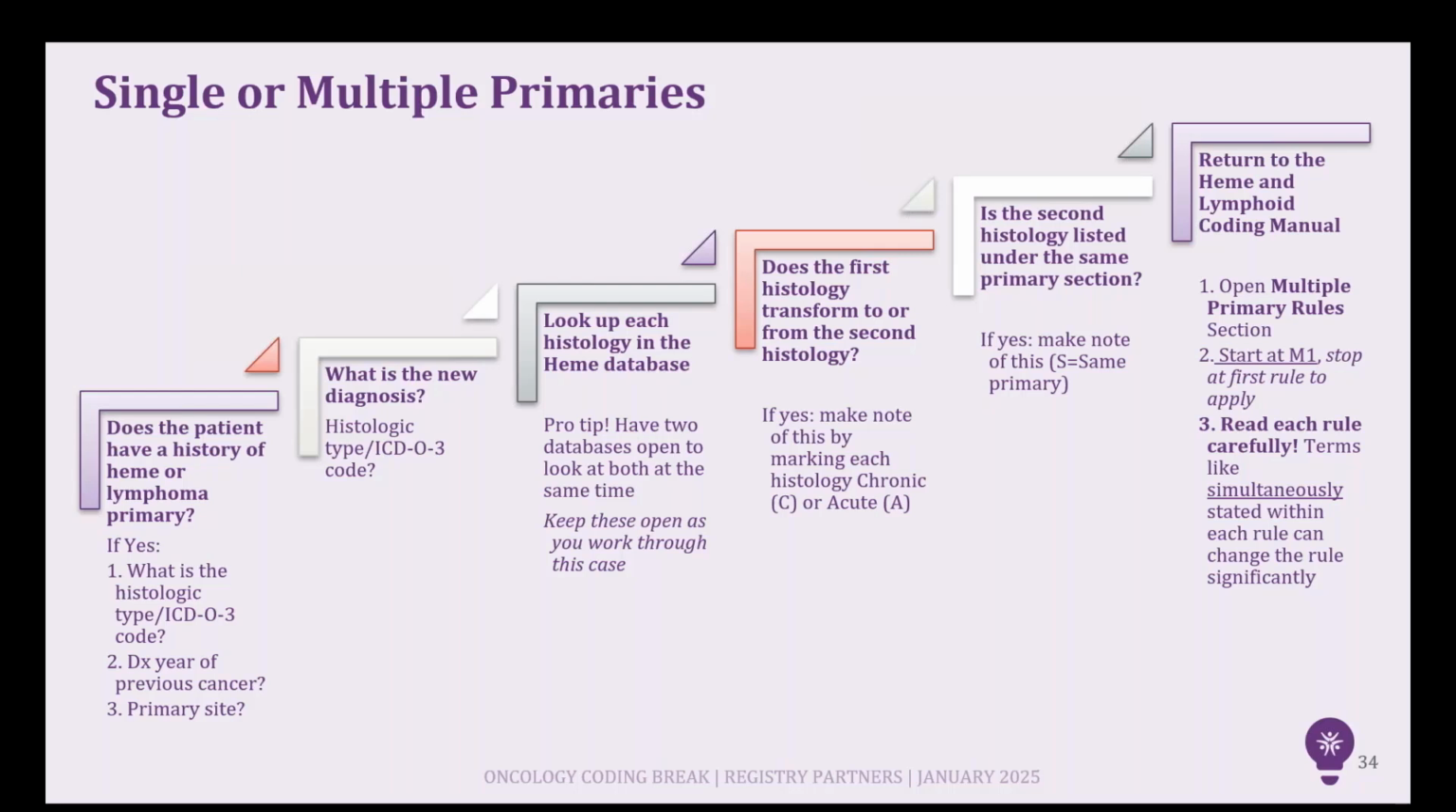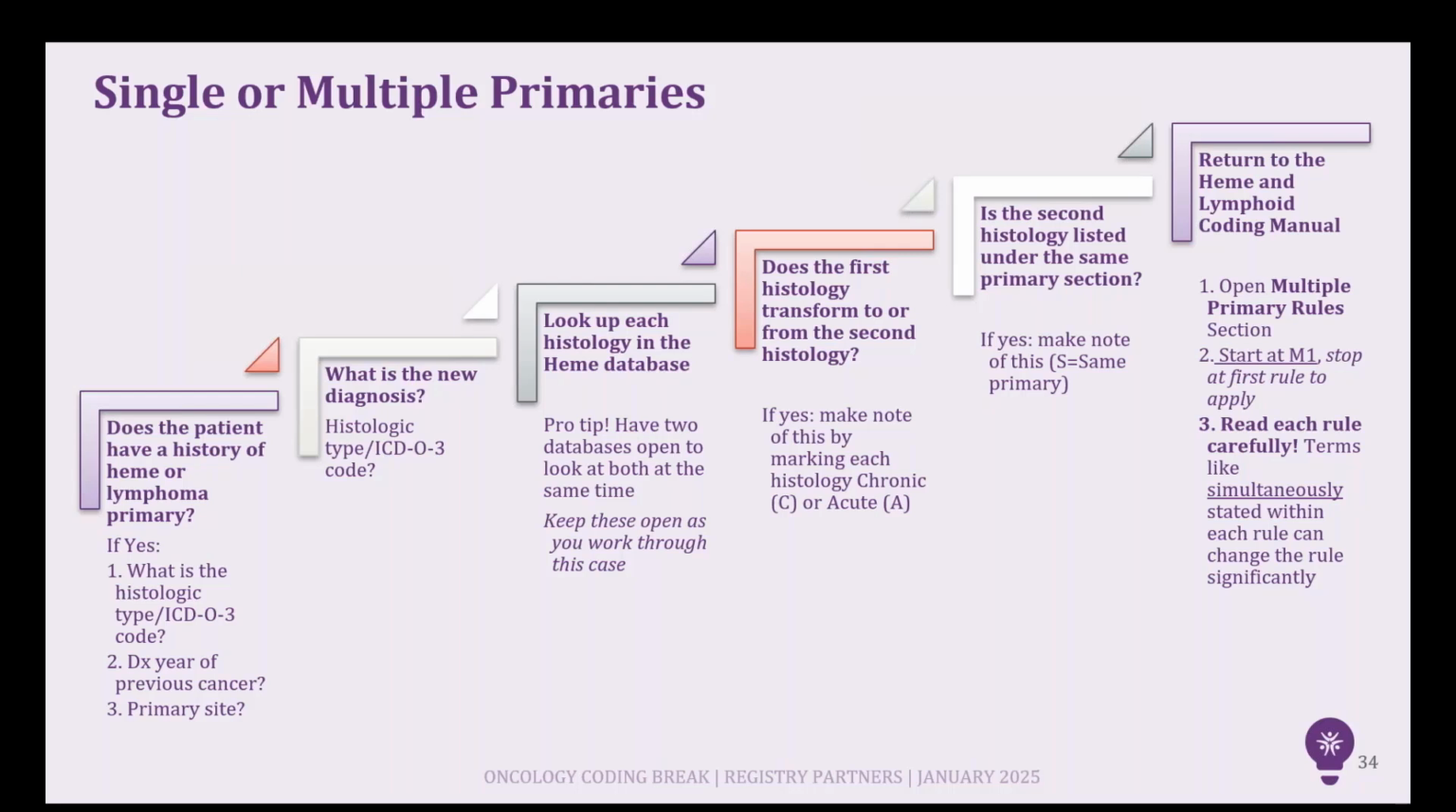So it's helpful to keep two databases open if you have multiple screens that you're working with. That way they're side by side and you can refer back and forth to them. Determine if the first histology has transformed to or from the second histology. If yes, note that with a C for chronic or an A for acute. And then check if the second histology falls under the same primary section. So if it's a synonym, same primary, you would mark it with an S.